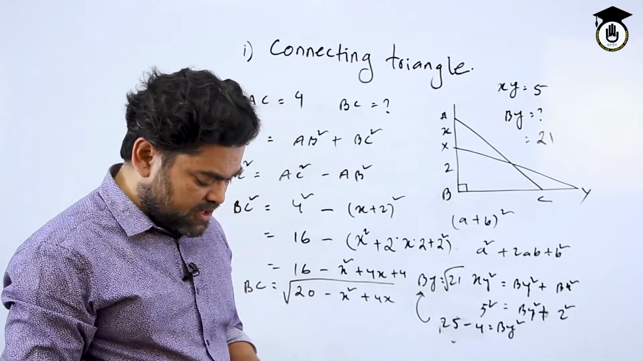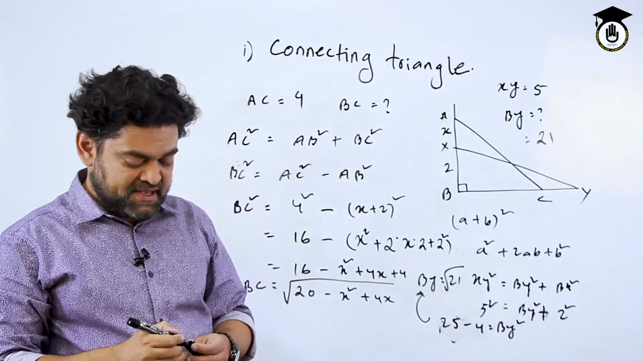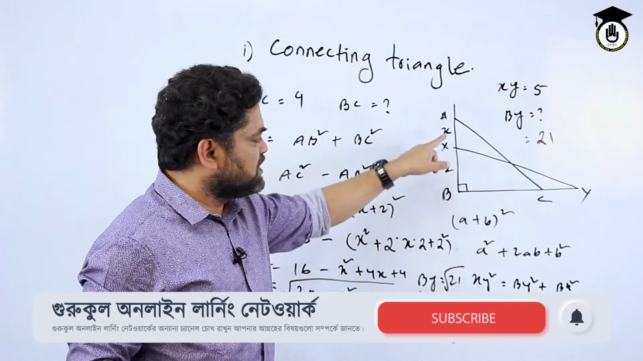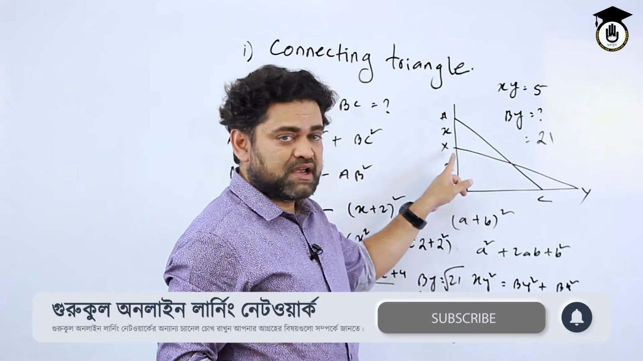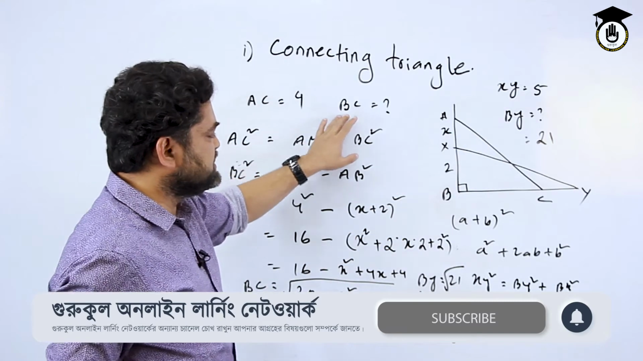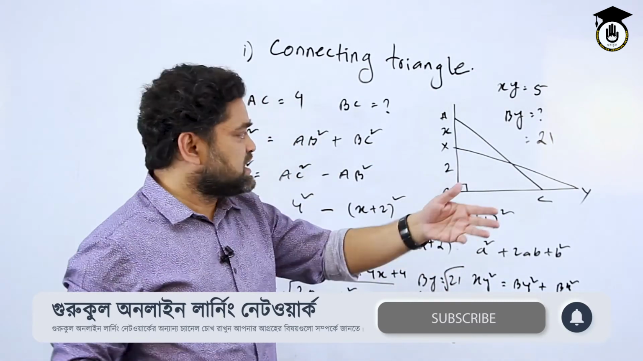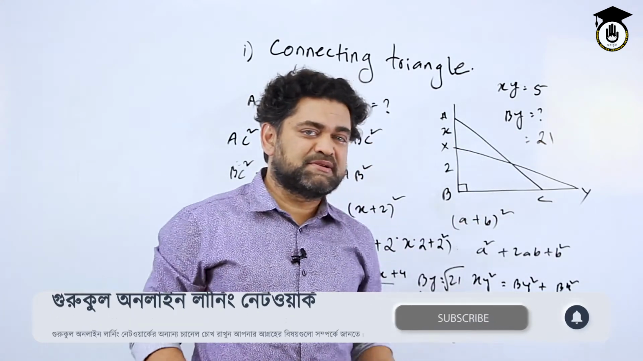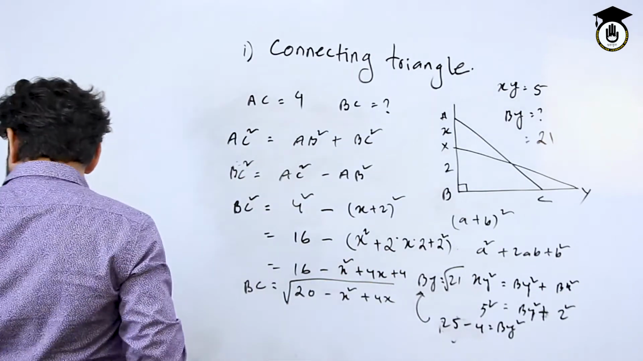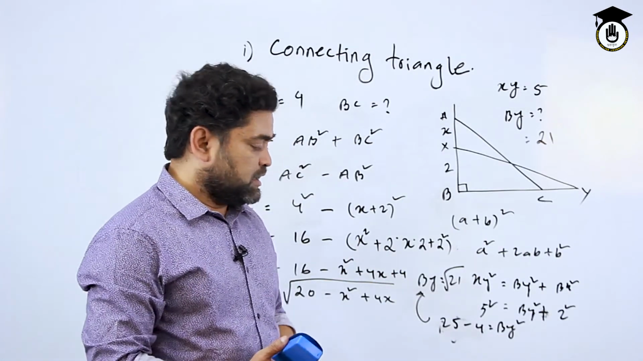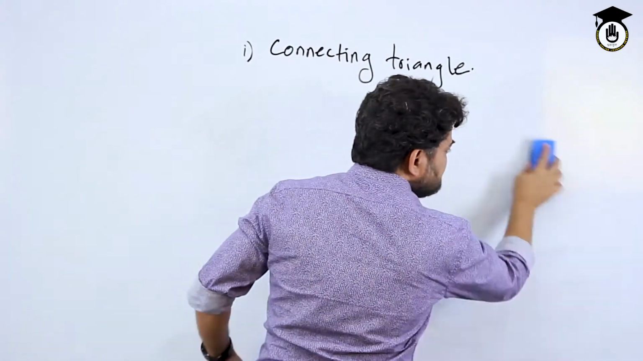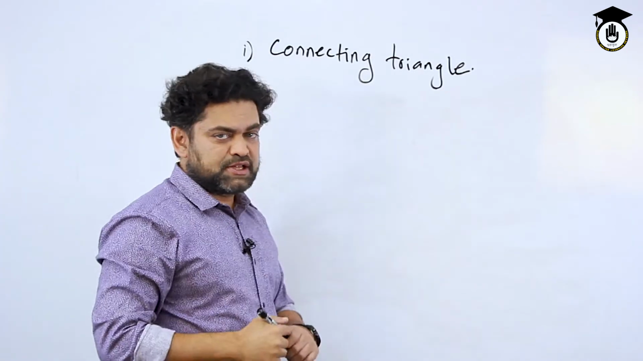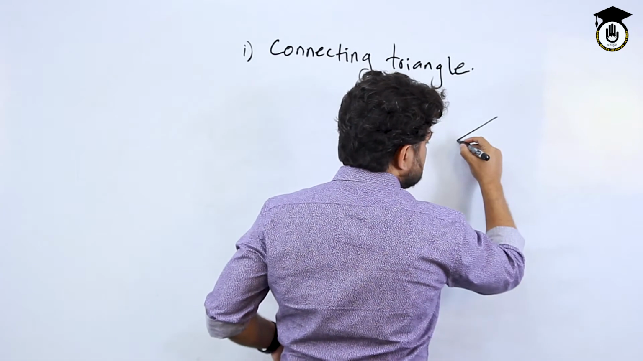So I hope you understand the connecting triangle problem. Here ABC is one triangle, XYB is another triangle. Our first task was to find BC from this triangle, and the second task was to find BY from the other triangle. I hope you understand this connecting problem. Let me solve another one to show you. I have solved three connecting triangle problems, and this another one is very interesting and very easy.